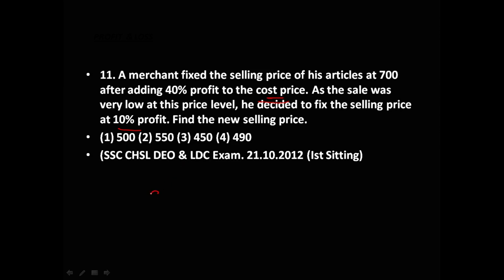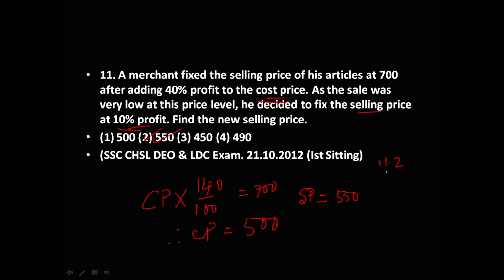What we can see is that CP into 140 by 100 equals 700, right? Then what is the CP now? CP is 500. And then he decided to fix the selling price at 10% profit. So what will be the SP? 10% profit on 500 is 50, so its SP is 550. Right? The answer will be option 2, 550. Question 11 is option 2 now.